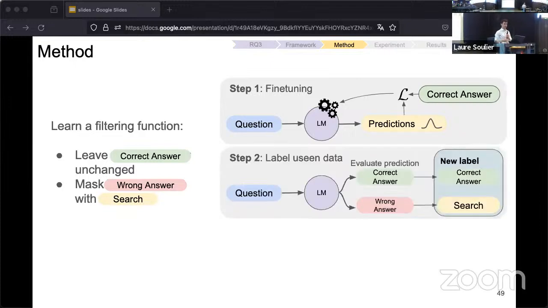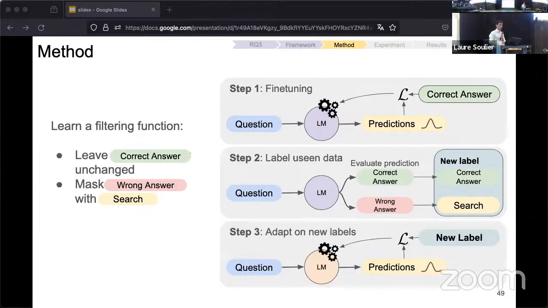Once the model is trained, we use a new set of questions and we see if the language model is able to answer these questions. It can either generate a correct answer or a wrong answer. Correct answers are left unchanged, and wrong answers are masked with a mask token. And these are the new labels that we want to use to retrain our model on the new set of questions. So we want to adapt the language model to predict a search token instead of answering with a wrong answer.